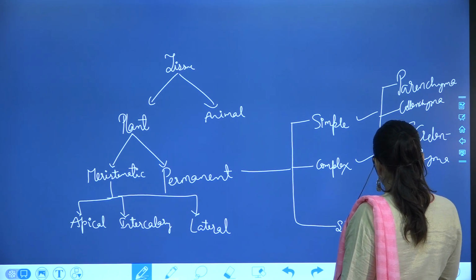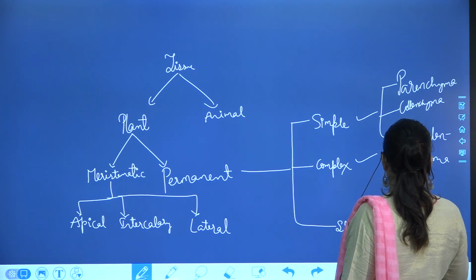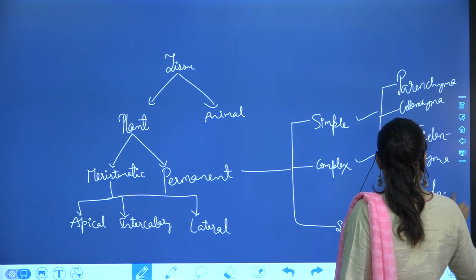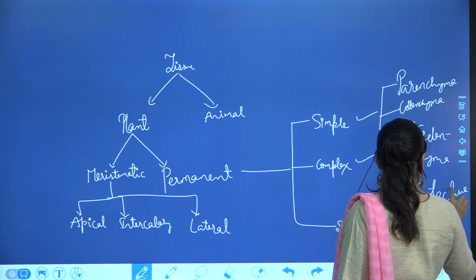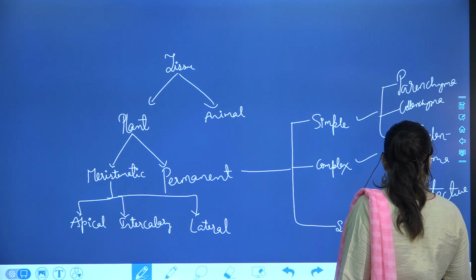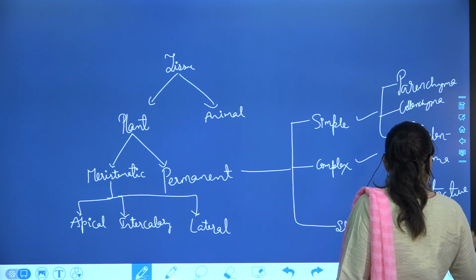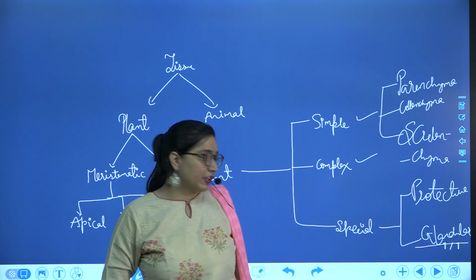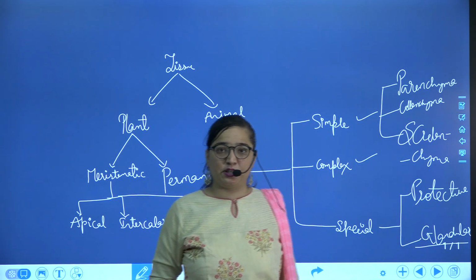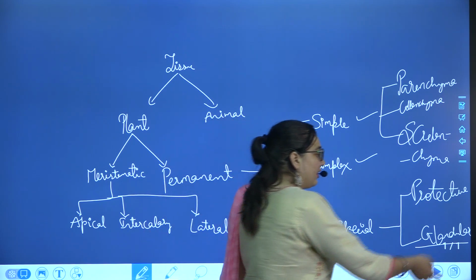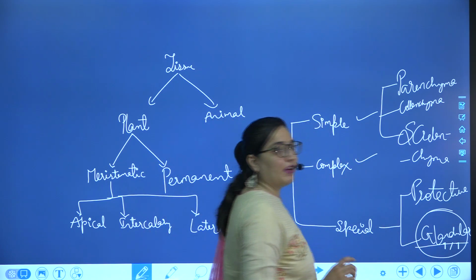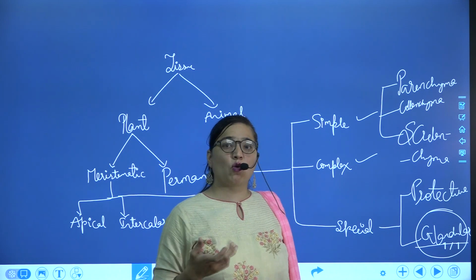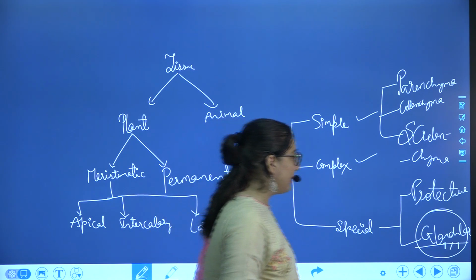Coming to special tissues, these are protective tissues and glandular tissues. If we talk about the glandular tissues, they are generally present in the breast. About the glandular tissues, nothing is given in your book, only the name is given. So I explained it to you in just one line.